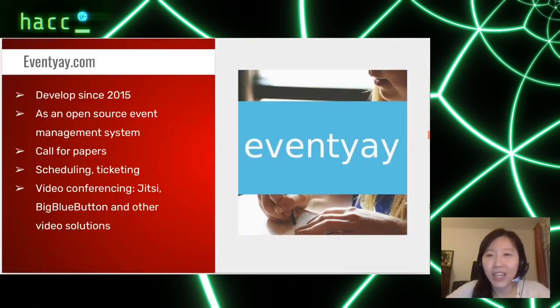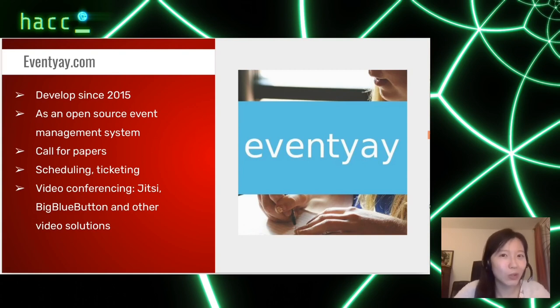First of all, Eventyay. Eventyay is a project that started in 2015. This is an open source event management system. We have organized events since 2009, and it's always been challenging for us to decide what kind of tooling to use for call for papers, for scheduling, for ticketing, and we always had to use multiple tools. In the very beginning, we used Google Forms just to collect submissions, but at one point we realized that there should be an open source solution that helps organizers run events.